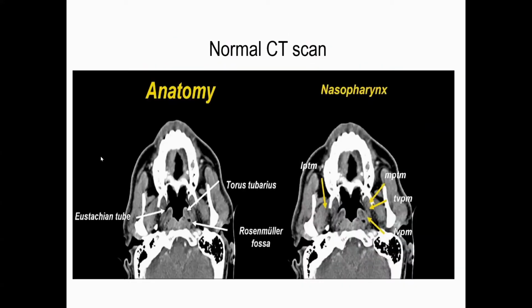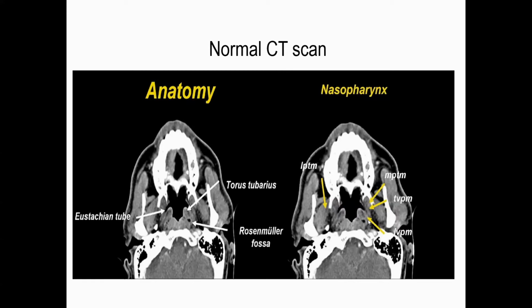I will discuss a few CT scans. First, initially, the normal CT scans. These are the pterygoid plates. And you have the lateral pterygoid muscle. You have the medial pterygoid muscle.